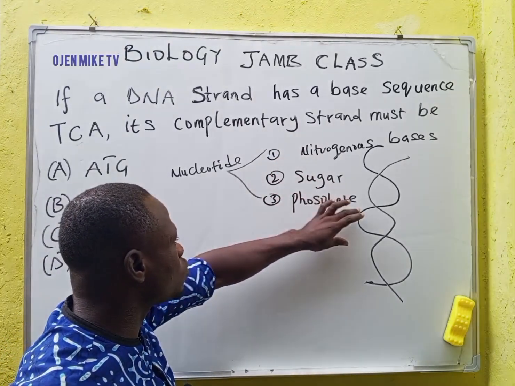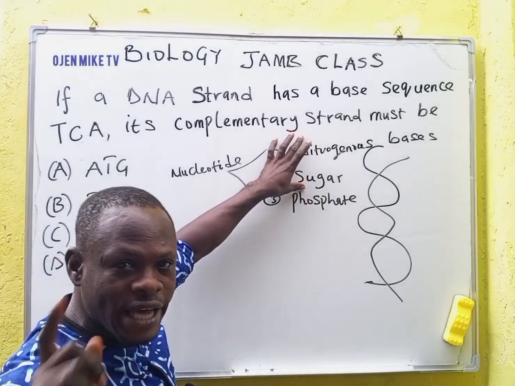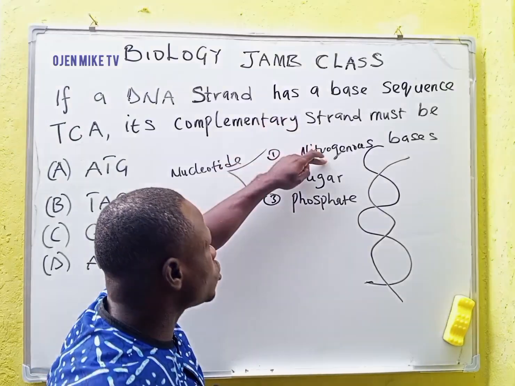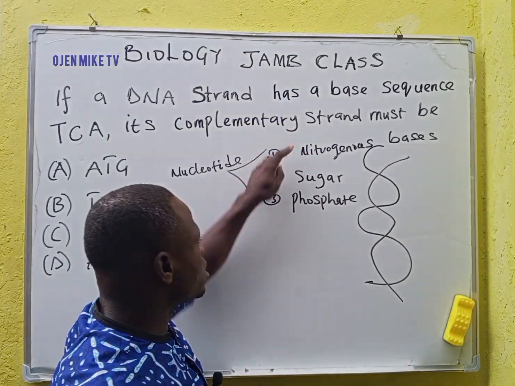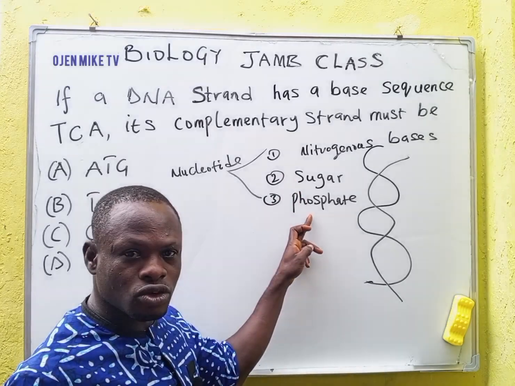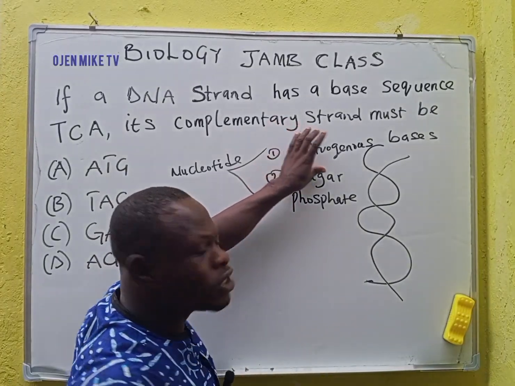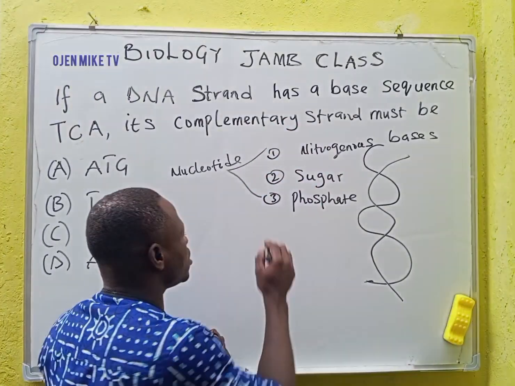If you remove the phosphate group, the remaining two are called a nucleoside. A nucleoside is a nitrogenous base and sugar, but a nucleotide is a nitrogenous base, sugar, and phosphate group.